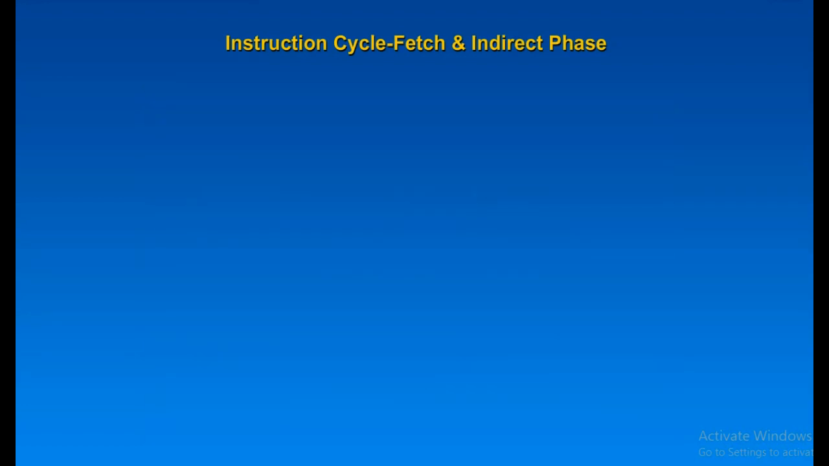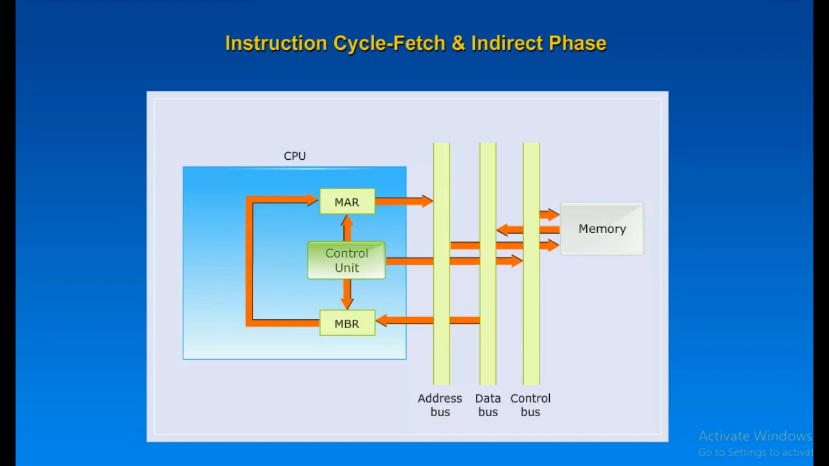Once the fetch cycle is over, the control unit examines the contents of the IR, called the decode phase, to determine if it contains an operand specifier using indirect addressing. If so, an indirect cycle is performed. The rightmost n bits of the MBR, which contain the address reference, are transferred to the MAR. Then, the control unit requests a memory read to get the desired address of the operand into the MBR.